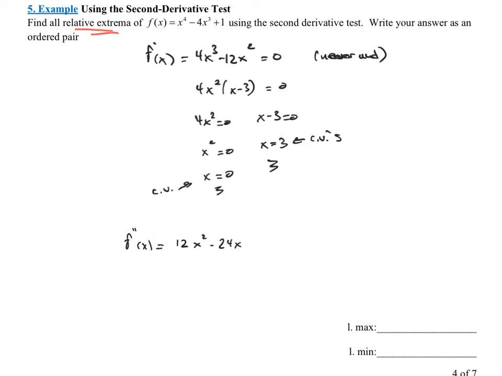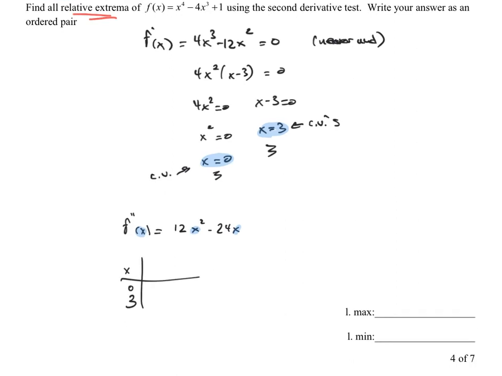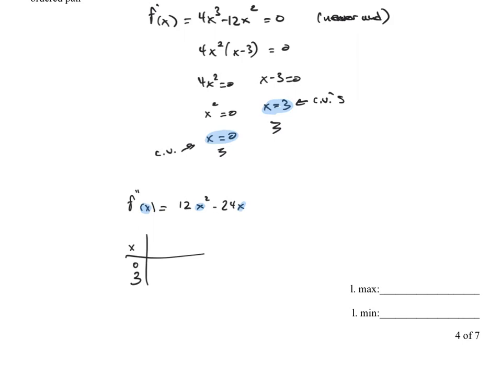Again, we don't need to set this equal to 0 or anything like that. We're not finding inflection points. All we need to do is plug those critical values that we found from the first step, which was 0 and 3. We're going to plug those in to the second derivative to see if it's positive or negative. So let's do that now. We have two different x values that we care about, 0 and 3, and we're plugging those into the second derivative.